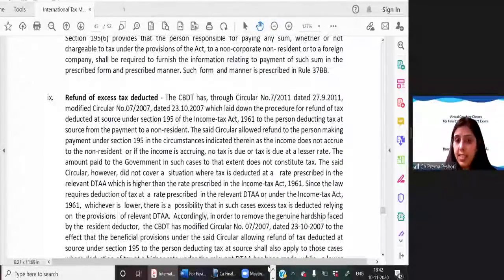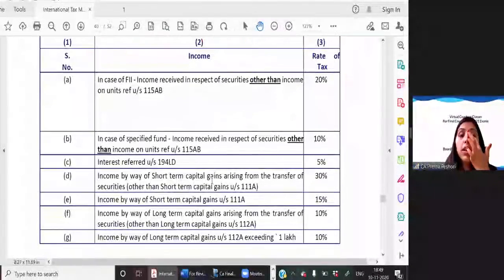And then we have the other section which was applicable in the case of FIIs. For FIIs, we had the separate tax rates which were applicable. I had given you the table. I'll open it again. Interest under section 194LD, 5%. Short-term capital gain under 111A listed, 15%. Other than that, 30%. Long-term capital gains on listed, 10%. And income from transfer of securities other than listed, long-term capital gain other than listed, again 10%. Clear? So this was for FIIs.